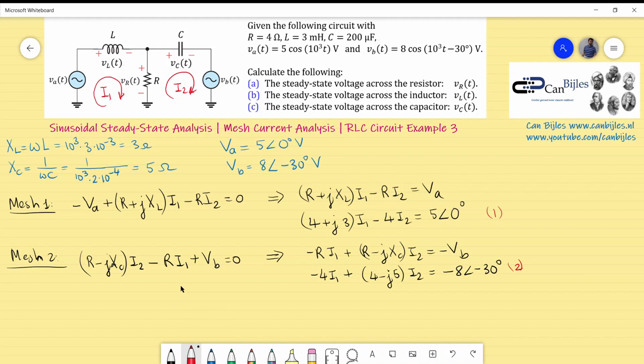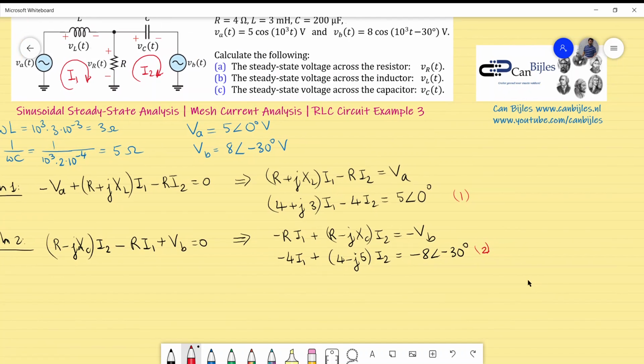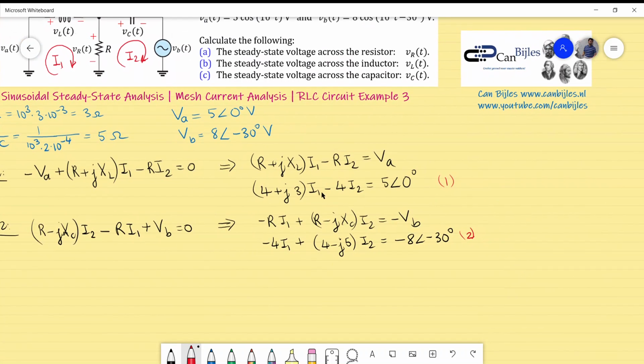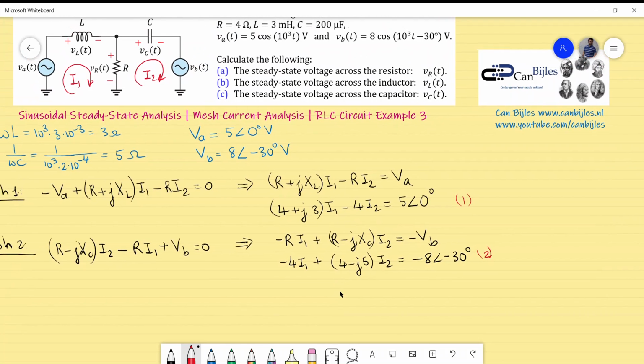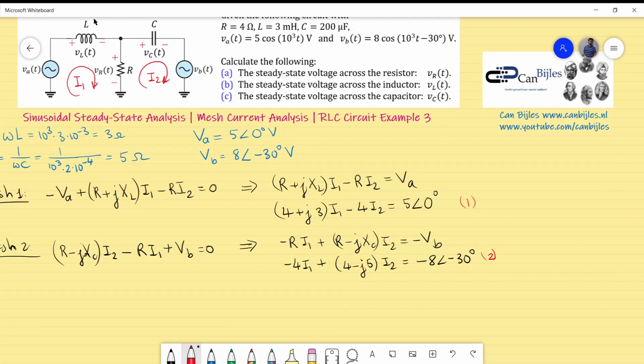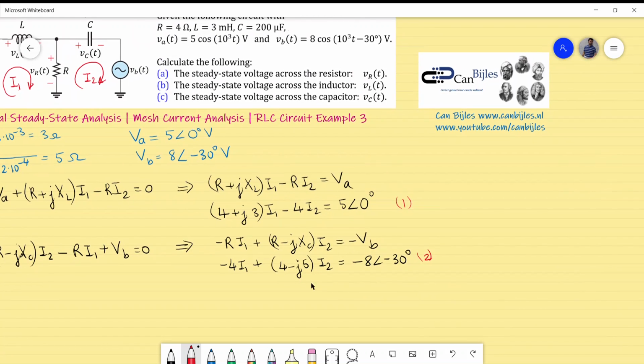What do I do now? What can we do as a next step? There are different methods to calculate the values for I1 and I2, because if I know I1 and I2, then I can carry out the calculation to determine the voltage across this resistor, and also the voltage across this inductor, and also the voltage across this capacitor. So what we can do is develop, of course, a matrix, but we can also make a back substitution by expressing one of the unknowns in terms of the other, and substituting that in the other equation. So I will follow the last procedure.